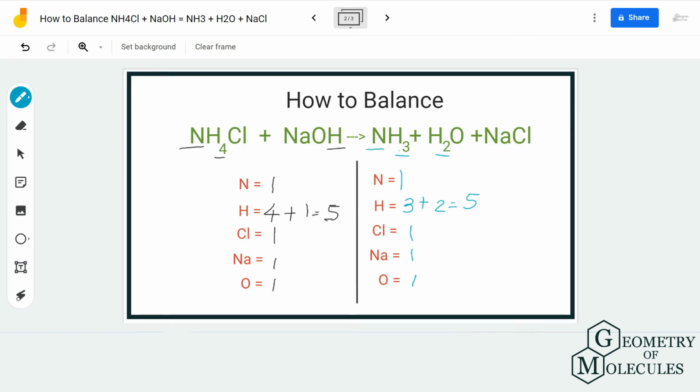So the equation is balanced itself. You do not need to add any coefficients. The arrangement of numbers might confuse you a little, and you might think that this is not a balanced equation, but this is a balanced equation because we have the same number of atoms on both reactant and product side, and you do not need to add any coefficients.